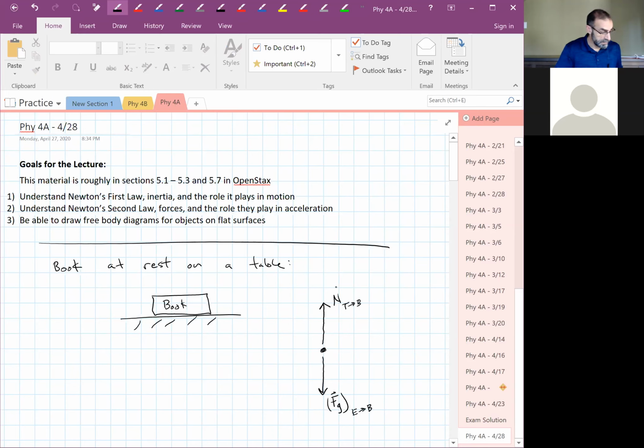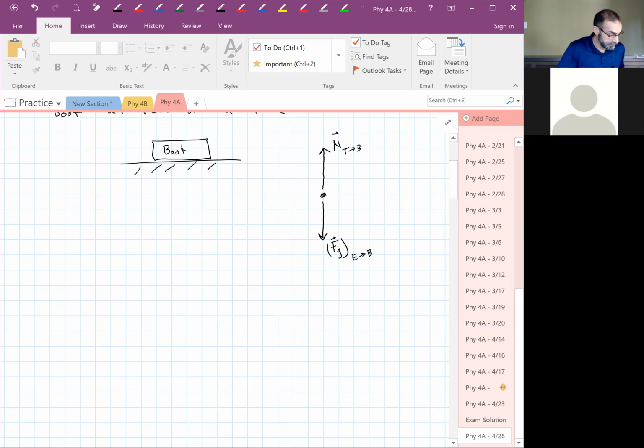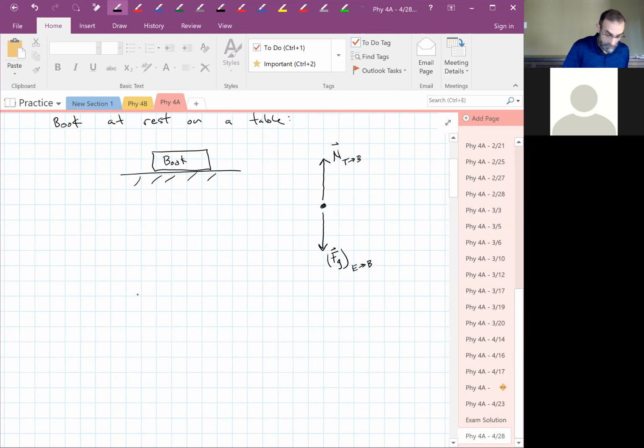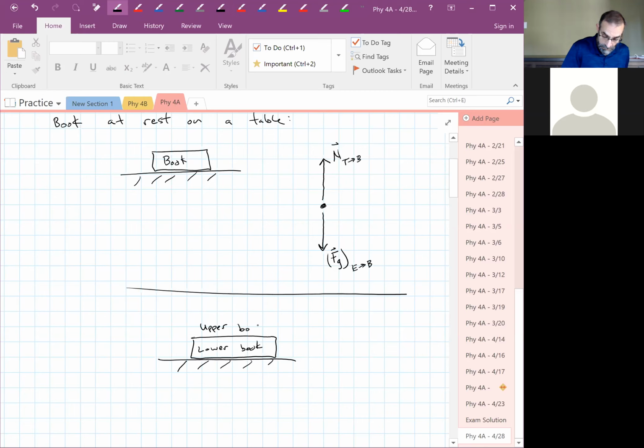Okay. Now let's make it a little more interesting. We'll have our table, we'll have our book, and we'll have a second book on top of it. So we'll have a lower book, and we'll have an upper book. So go ahead and draw Freebody diagrams for both of these.